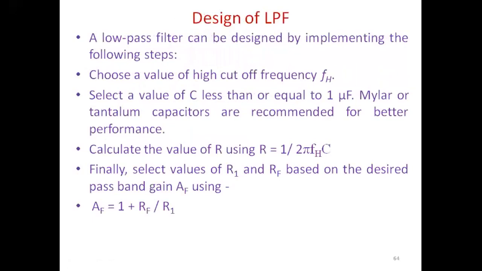Design equations for the low pass filter. Choose a higher cutoff frequency FH. Substitute the value C equal to 1 microfarad generally. Either you can go for 1 microfarad or 0.1 microfarad. Mylar or tantalum capacitors are recommended for better performance. Using the formula R equals 1 by 2 pi FH C, substitute the values of FH and C and calculate the value of R. Gain also can be calculated using the equation AF equals 1 plus RF by R1.